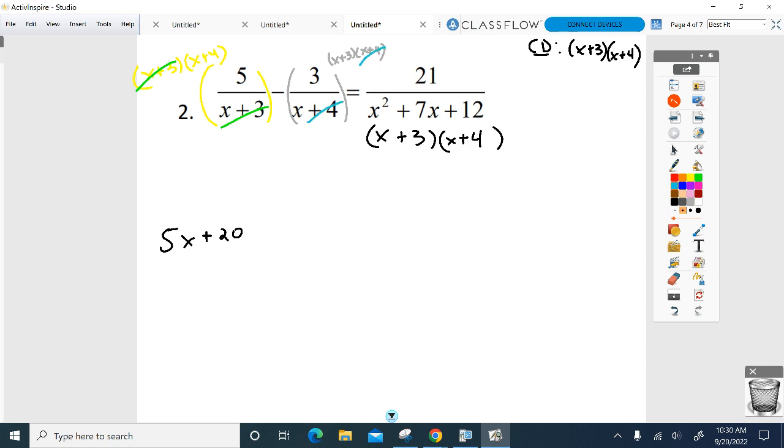Better watch yourself. Minus 3. Distribute a minus 3, yep. Throws everything off if you just distribute a positive 3. So minus 3x and what else? Minus 9. Equals, a little something happens on the right side, huh?